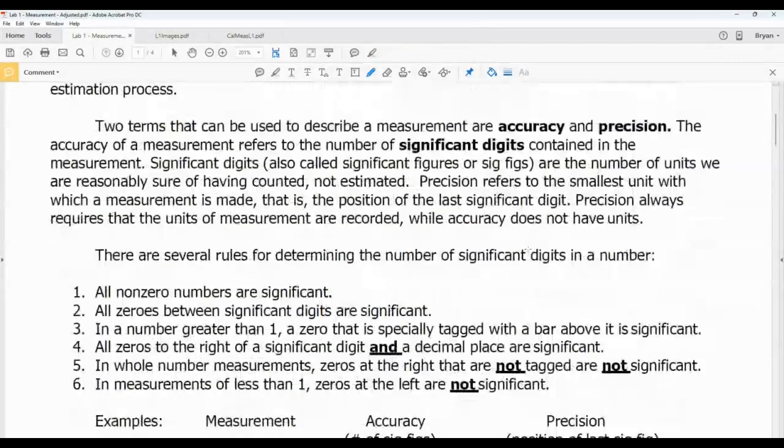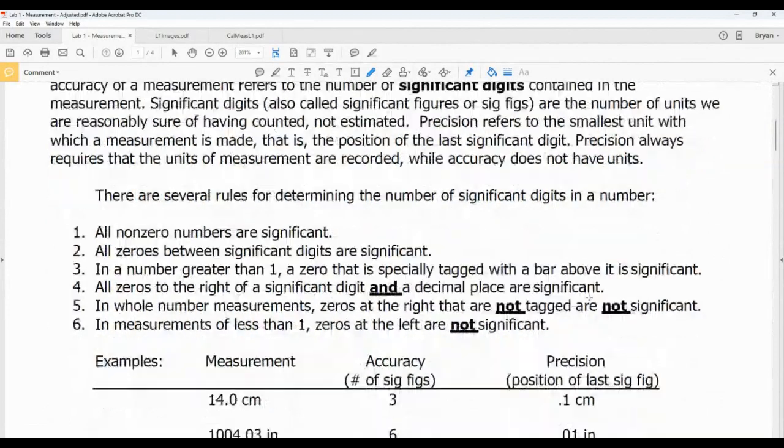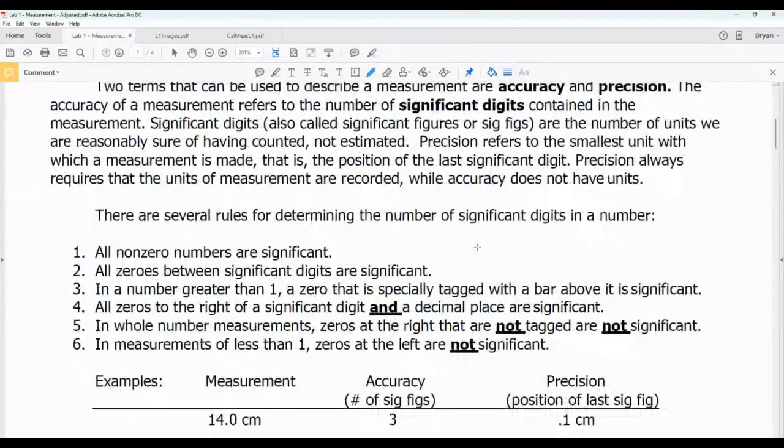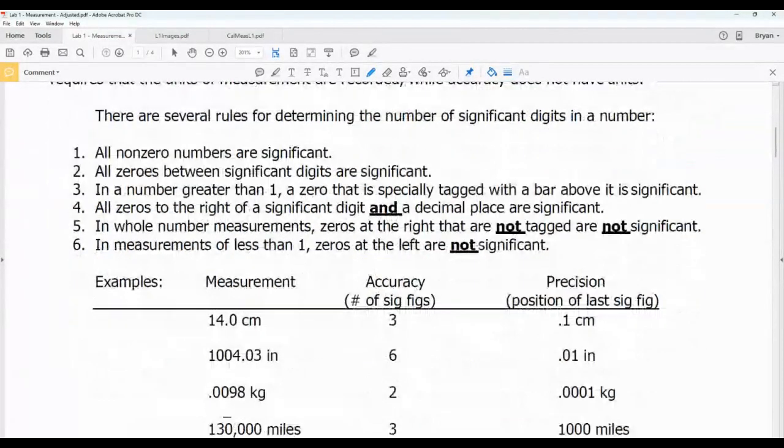Okay, then we need a couple of vocabulary words here. So we need to understand that accuracy means the number of significant digits in a measurement. So there are some rules for significant digits we'll talk about in a minute. Precision is basically the placement of the last significant digit. So often it's just how many decimal places are in some measurement.